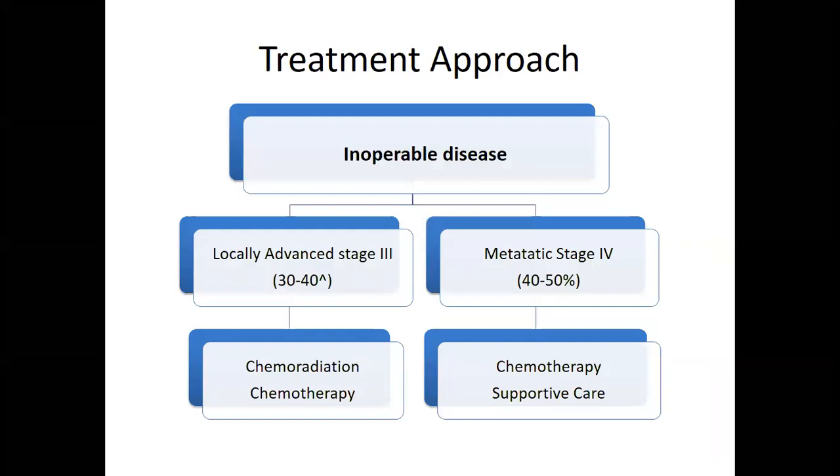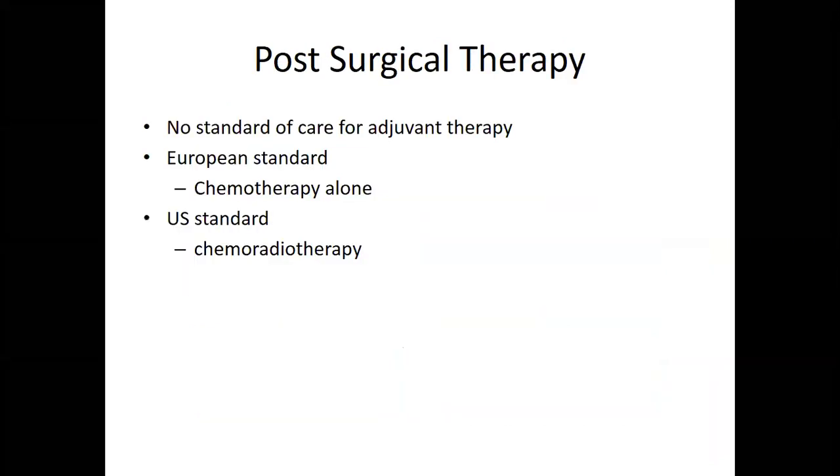Now, treatment approach. If it's an inoperable disease, locally advanced stage 3, 30 to 40%, metastatic stage 4, 40 to 50%, in that you can go for chemoradiation, chemotherapy, or you can make the patient's life easy by chemotherapy and supportive care. Post-surgical therapy: no standard of care for adjuvant therapy is yet known for pancreatic cancer. Well, the European standard says chemotherapy alone. The US standard, Americans go very high, as you know. They always go for chemoradiotherapy.